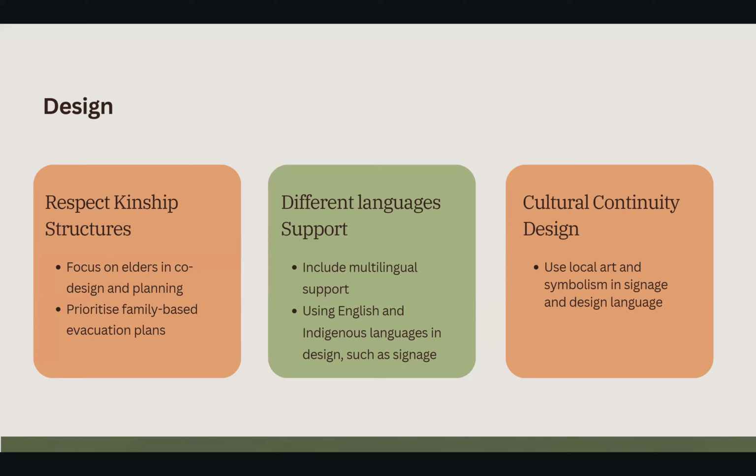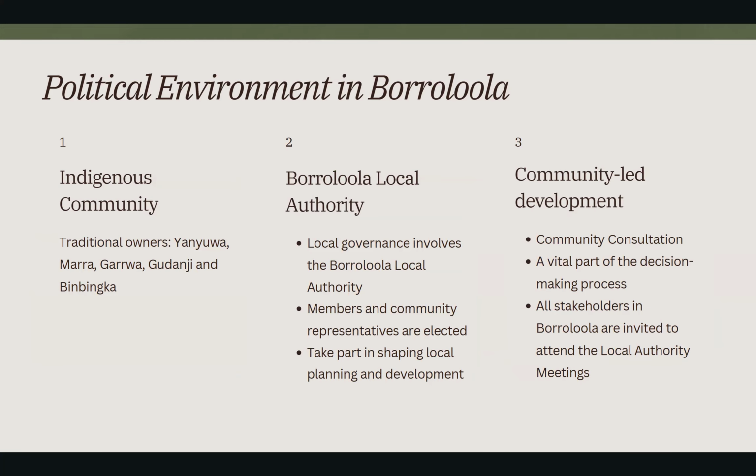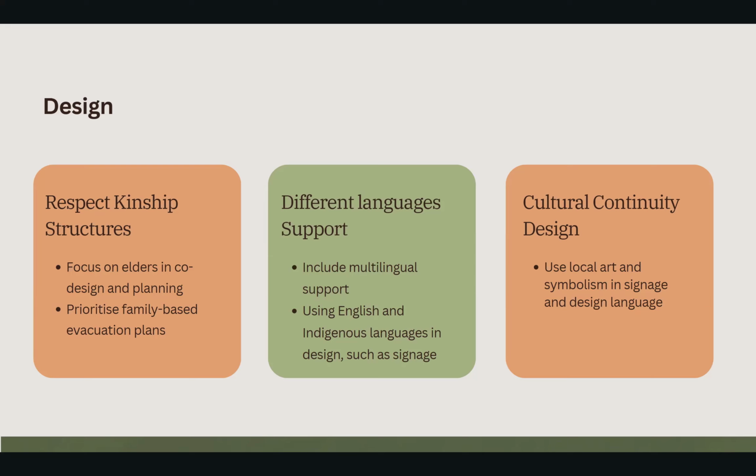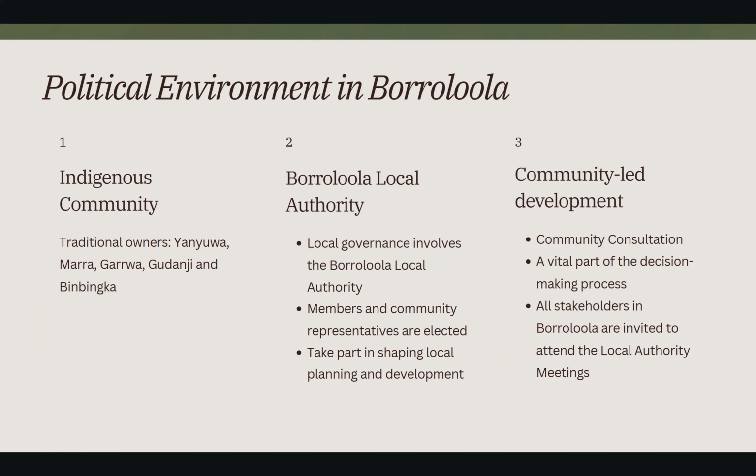For example, signage and communication should appear in both English and Indigenous languages. And for cultural continuity, we can use local art and symbolism in the built environment, whether it is signage, shelter, or public space. In the next part, we will discuss the political environment in Borroloola.